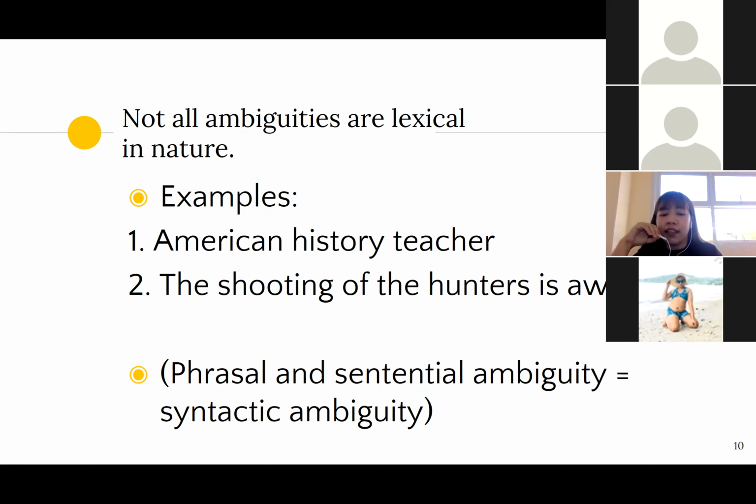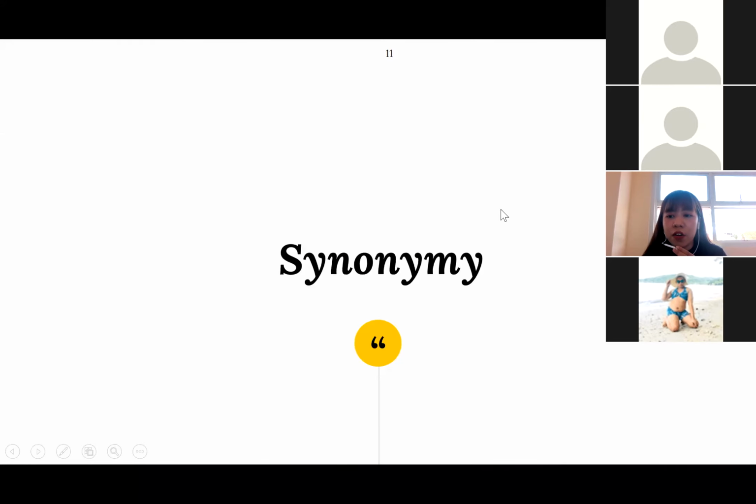So what we call that, phrasal and sentential ambiguity, we call that syntactic ambiguity. Phrasal for your phrase ambiguity for the first example, and then sentential ambiguity for the second example, which is a sentence. So next, we have your synonymy.